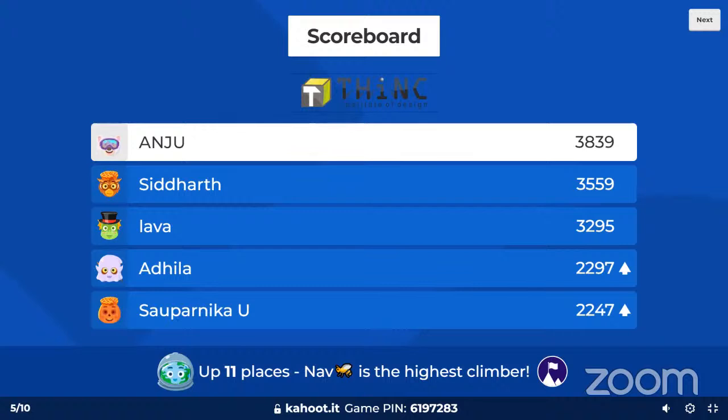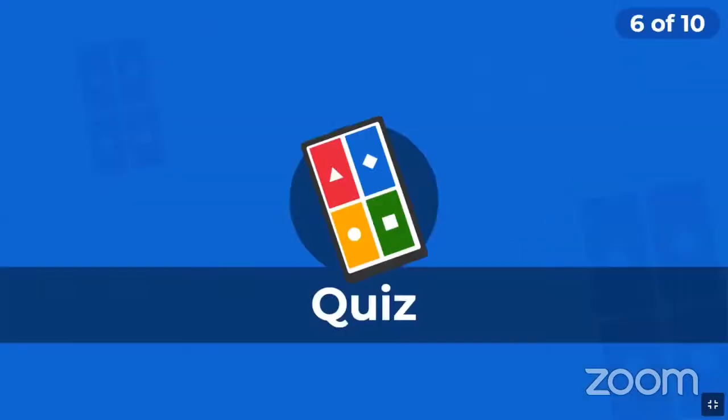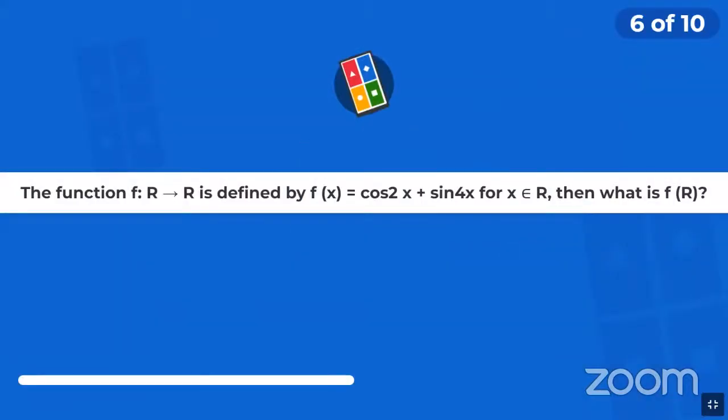Let's move on to the sixth question. Here is the sixth question for you guys. And that is a mathematics question.